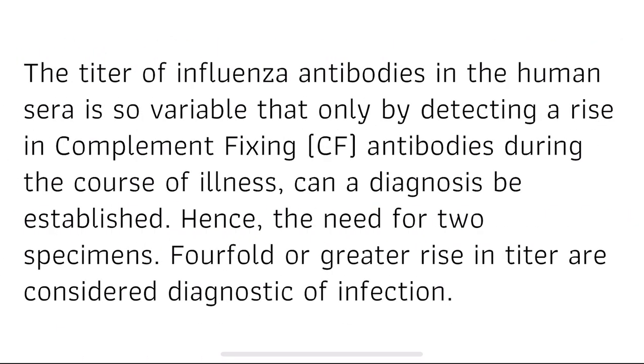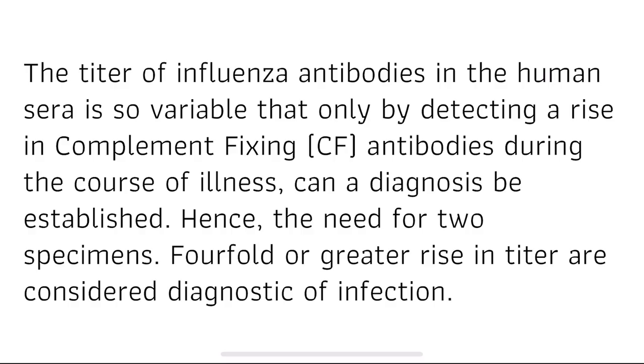The titers of influenza antibodies in the human sera are so variable that only by detecting a rise in the complement fixing antibodies during the course of the illness will we diagnose the infection. So we see the antibody titer is going to be so high. Just by taking the complement fixing antibodies during the course of the illness, we can diagnose the case. Hence the need for two specimens; a fourfold or greater rise in titer is considered diagnostic of infection.